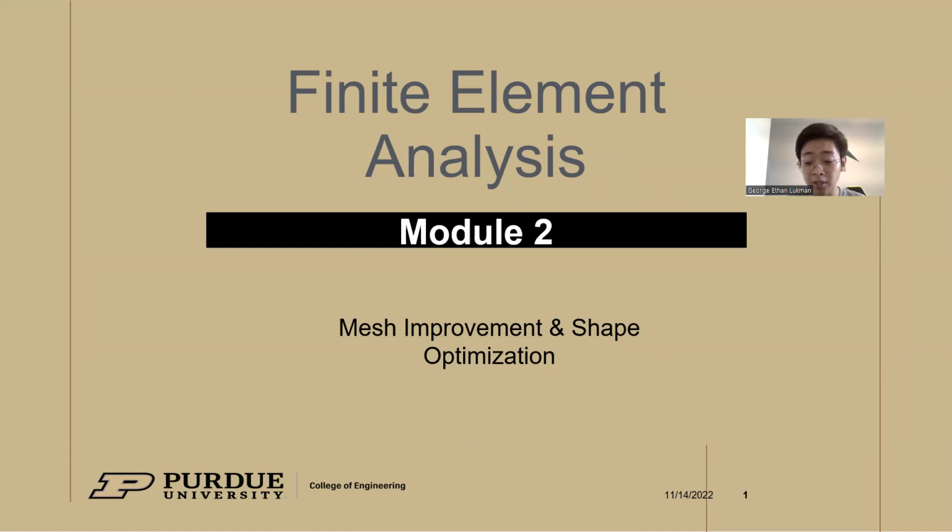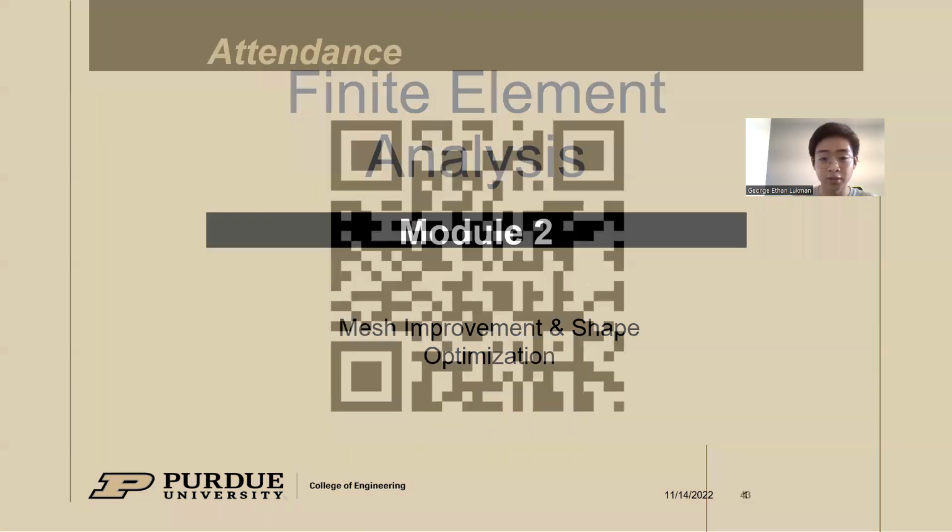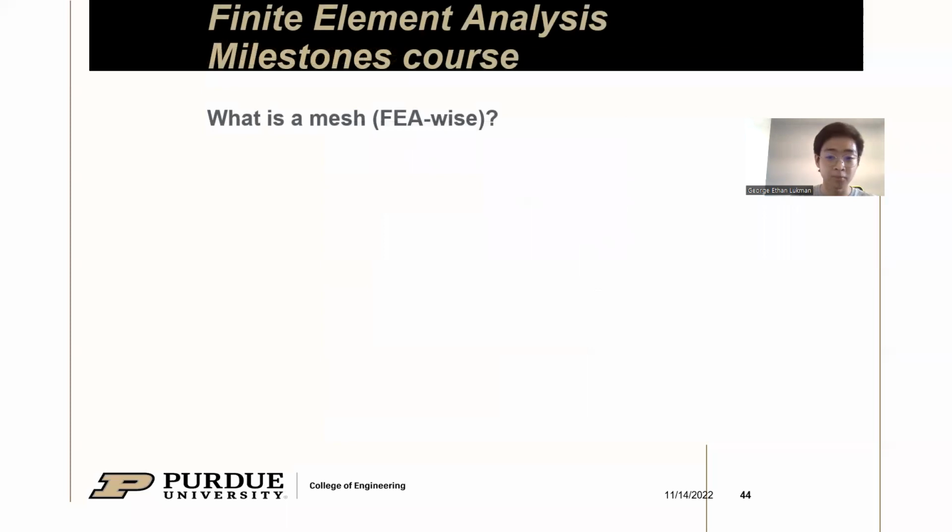Getting a safety factor of 15 means our model's not efficient, whether it be because the geometry is very safe, or we're using a material that's way too strong for our needs, right? So we're going to take a look at how we can use shape optimization to drop down our safety factor as close as possible to our goal and make our model more efficient. So let's get into it. And if you get a chance to scan the attendance QR code, it will be there in the recording, and I will also post it in Slack.